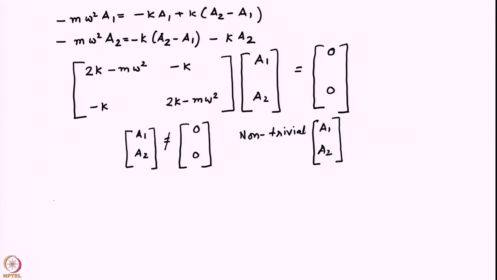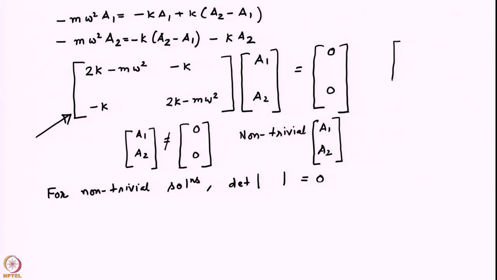So, for non-trivial solutions, determinant of a matrix has to be 0. That matrix is this matrix. Now, you can immediately notice that this matrix is just our original matrix or minus of that. And you can see that this quantity minus m omega square is basically the eigenvalue.